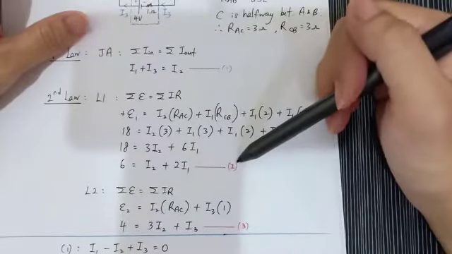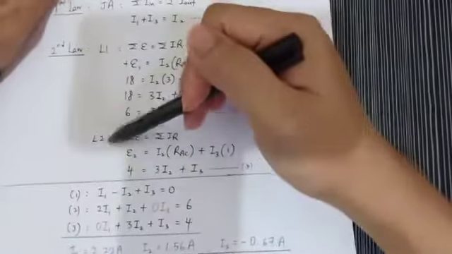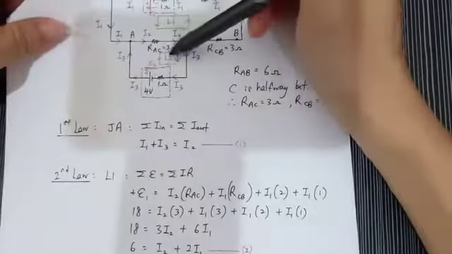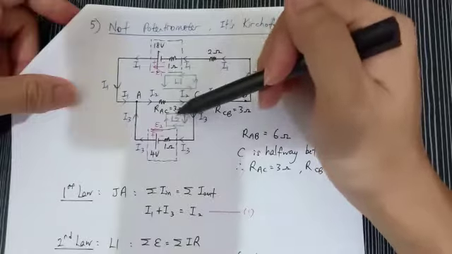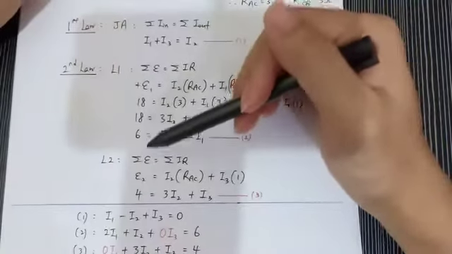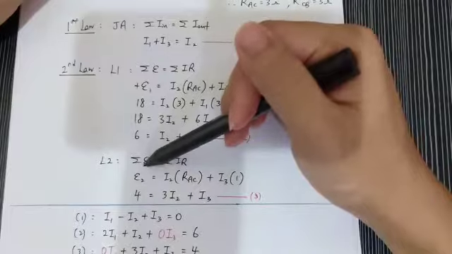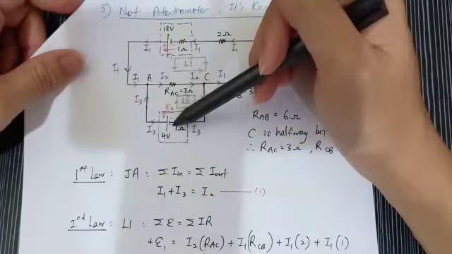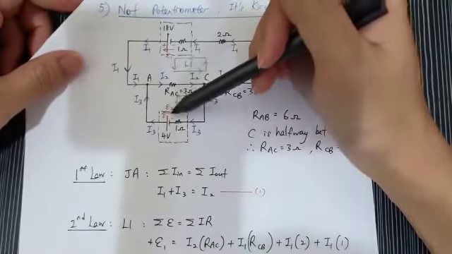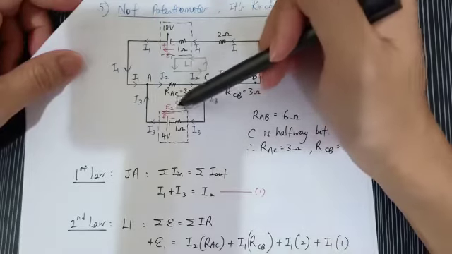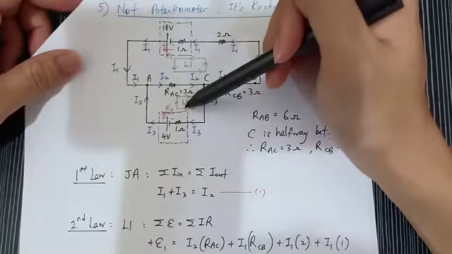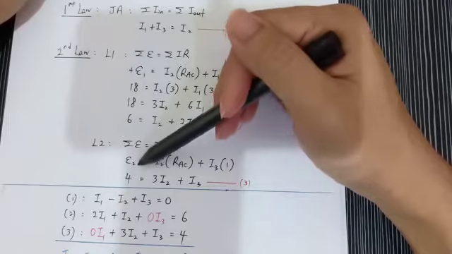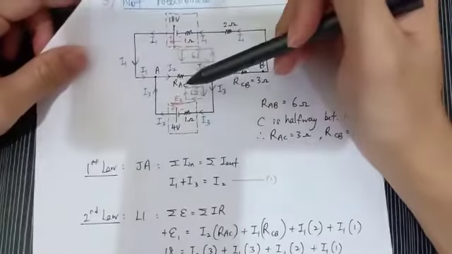Then let's look at loop 2, this one. Loop 2 is clockwise. Total E equals total IR. The EMF is E2, which is in the same direction as the loop, since I choose clockwise. So E2 is positive.